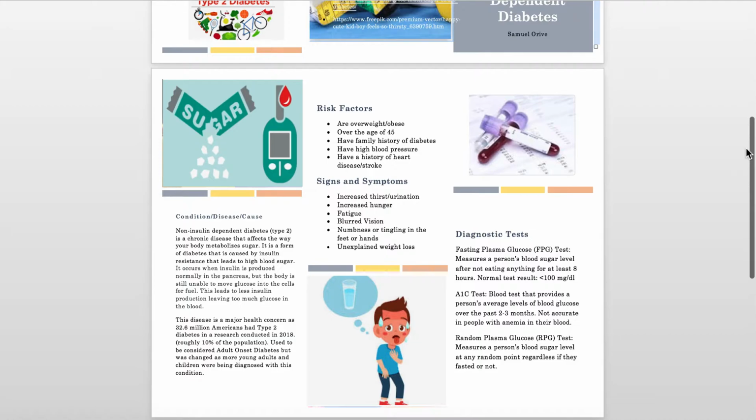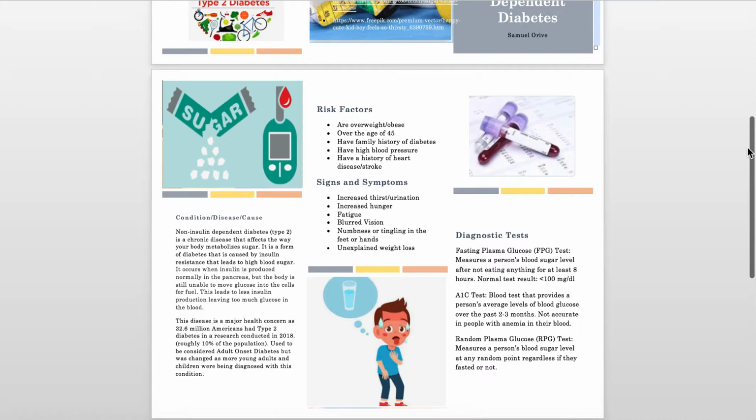This disease is a major health concern as 32.6 million Americans were determined to have type 2 diabetes in a research study conducted in 2018. This is roughly 10% of the population. This condition used to be considered adult onset diabetes due to a lot of adults over the age of 45 having this disease, but this was changed as many more young adults and children were being diagnosed with this condition.